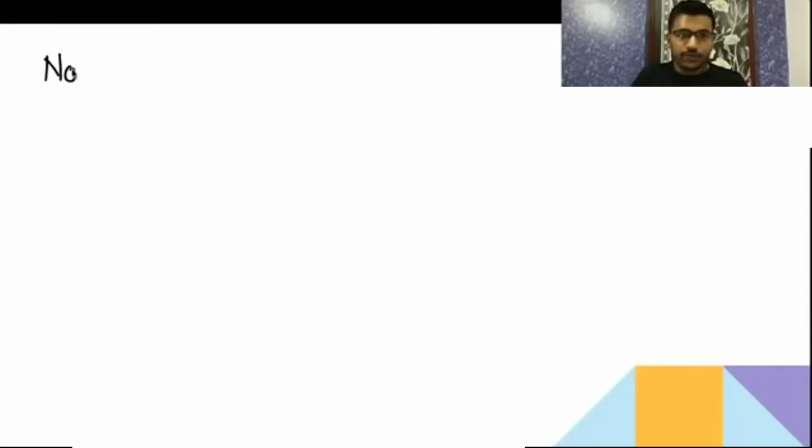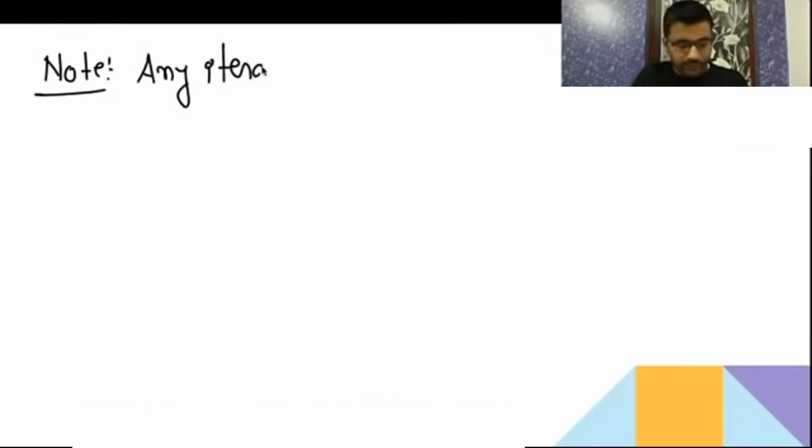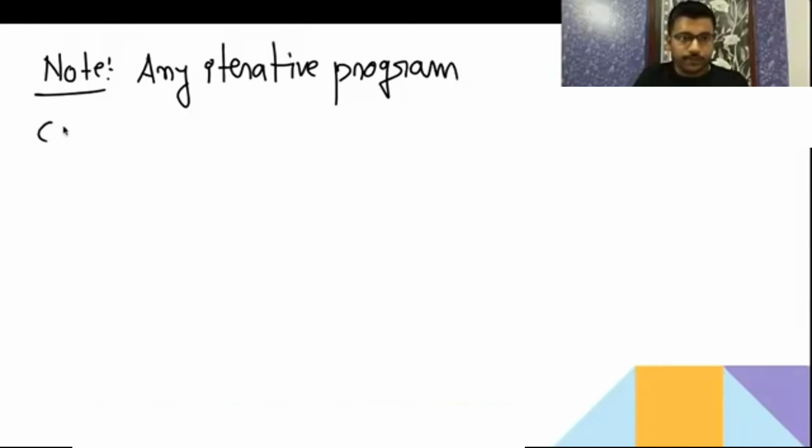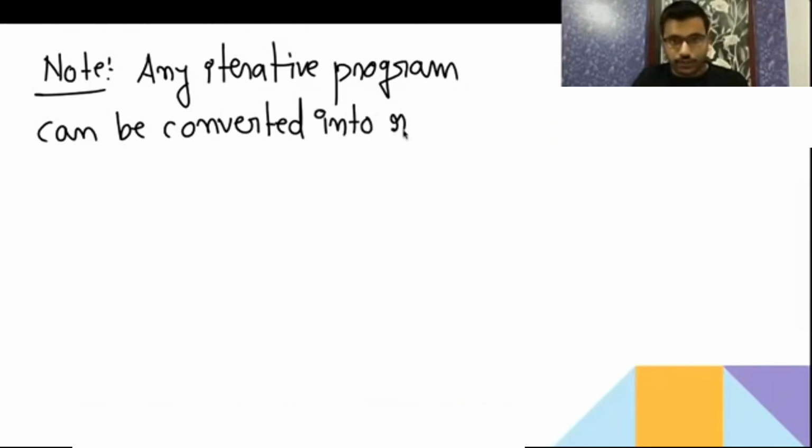So you can give a note: any iterative program can be converted into recursion. So any iterative program we can convert into recursion.